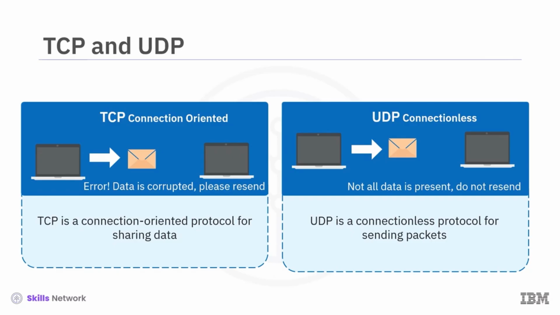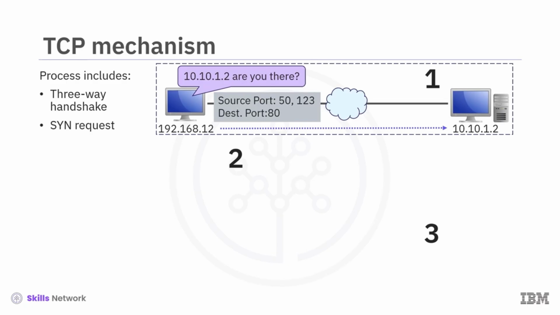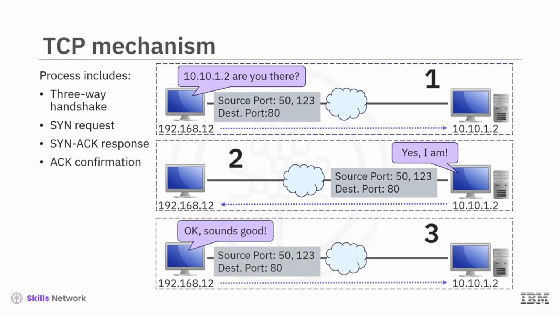Let's discuss their working mechanisms. TCP connections start with a three-way handshake. First, the sender sends the recipient a SYN (synchronize) request to establish the connection. Then, the recipient responds with a SYN-ACK (synchronize acknowledgement) signal. Finally, the sender sends an ACK (acknowledgement), establishing the connection. This process ensures that both parties are ready to communicate and agree on the initial sequence number for the data transmission. Let's understand this process with the help of an example.